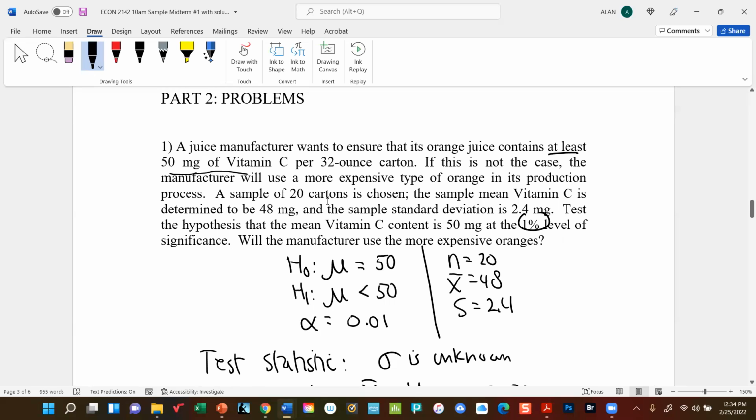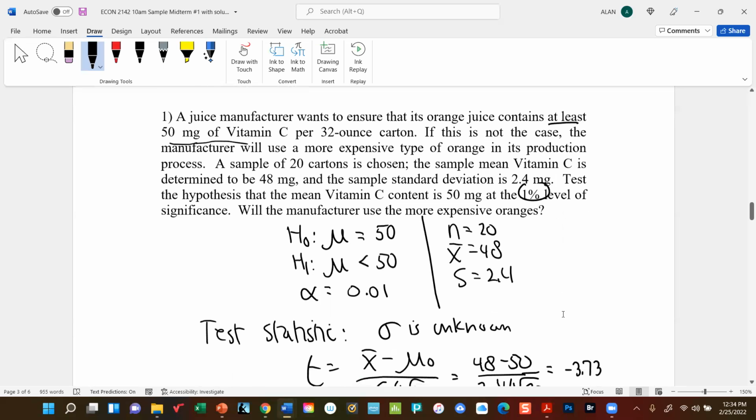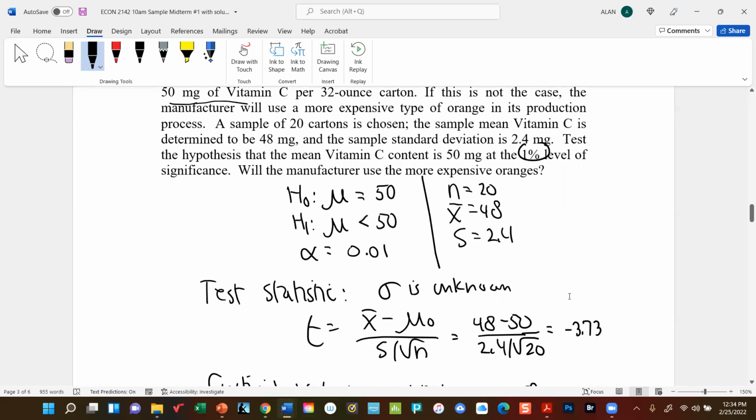And then we gather up some data. We take 20 cartons, so n is 20. The sample mean is 48, and the sample standard deviation is 2.4. All right, so this is chapter 10. So we know that sigma is unknown, so we're going to use the t distribution. And if you plug in the numbers, you'll see that the test statistic is negative 3.73, which means it looks like we're going to have to reject the null.